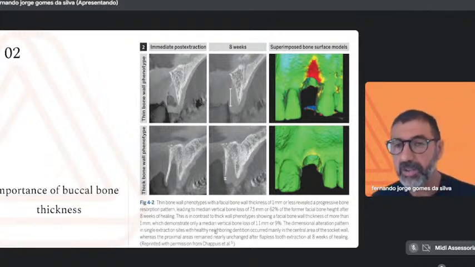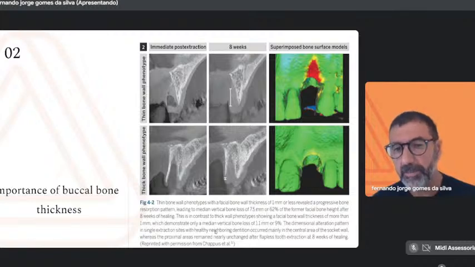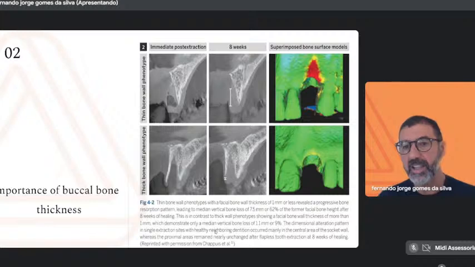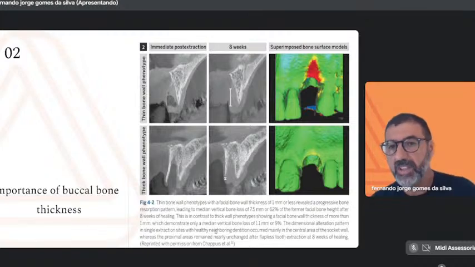I have to say also, it's very important, the dimensional alteration pattern in single extraction sites with healthy neighboring dentition occurred mainly in the central area of the socket wall. The proximal areas remain nearly unchanged after flapless tooth extraction at 8 weeks of healing. This is very important because the bone near the natural teeth still remains and keeps our papillas inside. It's very important to give the most aesthetic result possible in that region.